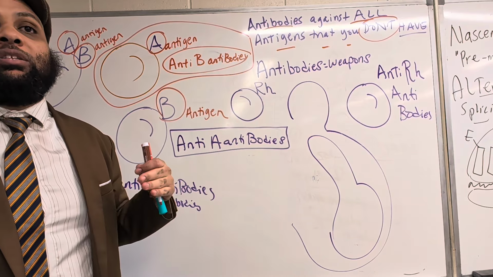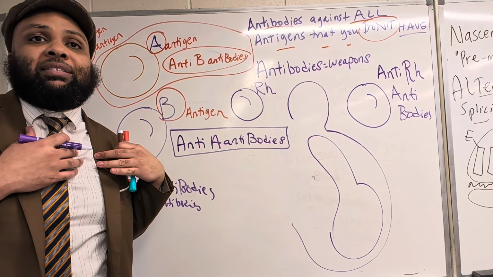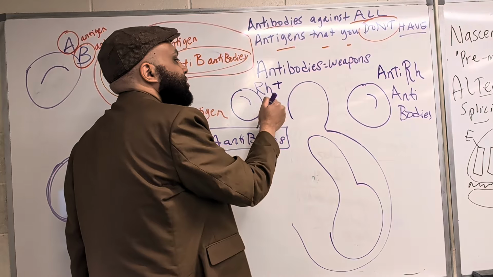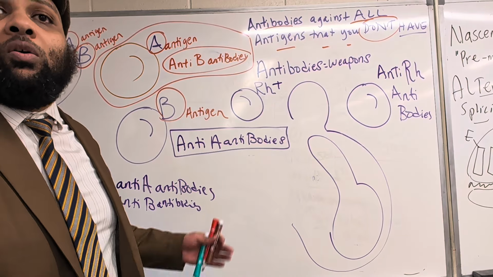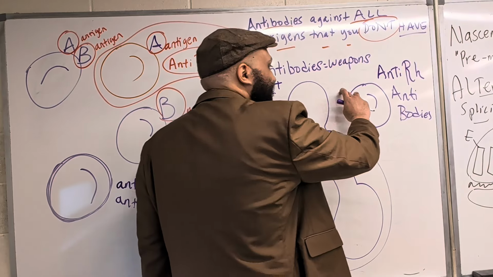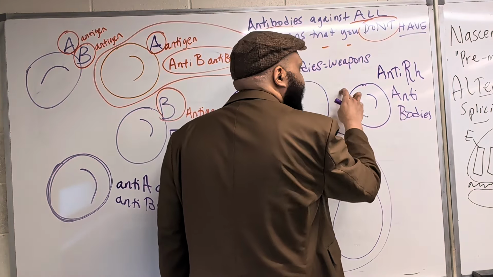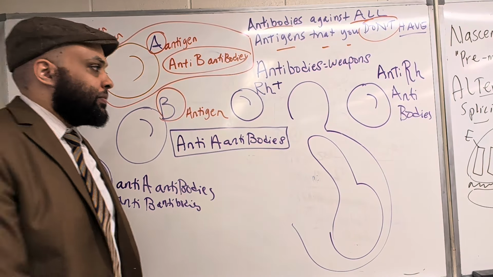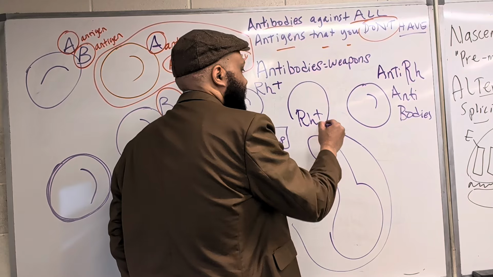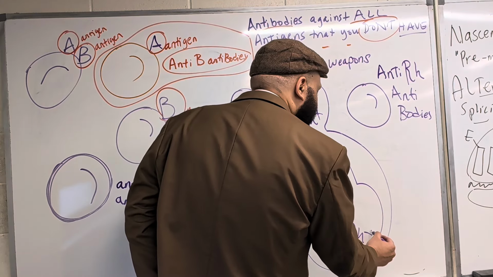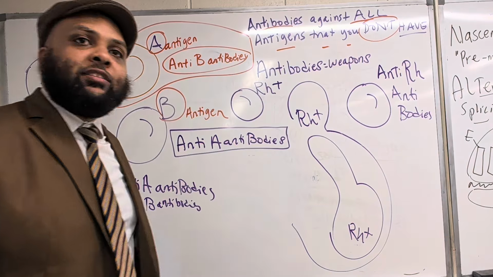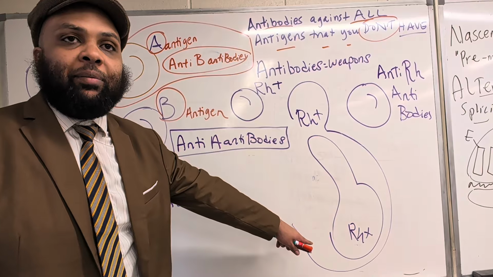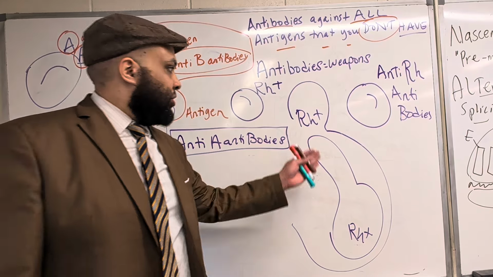I have two types of RHs. I either have RH, I'm RH positive, or I have no RH. If I'm RH positive, do I have any antibodies? No. If I'm RH negative, meaning I have no RH, that means I will have anti-RH. Now let's look at the mom. If the mom is RH positive and the baby is RH positive, is the mom going to have antibodies against the baby? No, because you're RH, I'm RH.